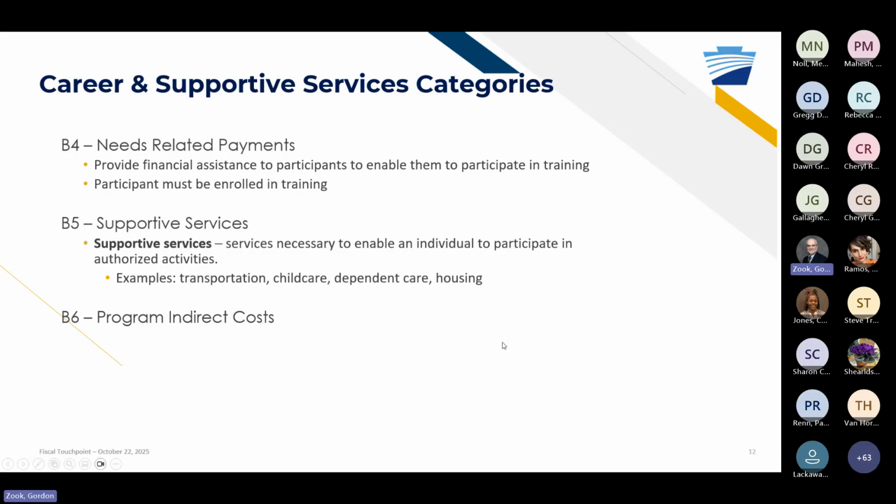The sixth category is program indirect costs, very similar to the admin costs. So these are indirect program costs that can't be directly attributed to a program.